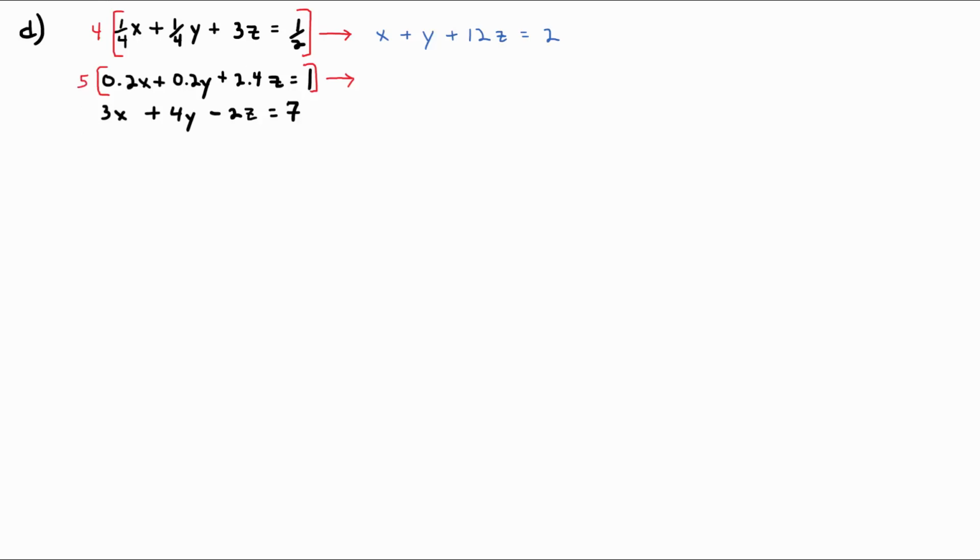And then that'll give you 5 times 0.2 is 1x. So 1x, or just x, plus 1y, 5 times 0.2y. And then 5 times 2.4z is 12z, equals 5 times 1, which is 5. Remember to multiply both sides by 5. And then the third equation we don't have to do anything to right now. I'll just recopy it. 3x plus 4y minus 2z equals 7.